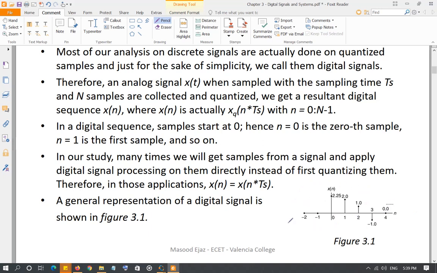A digital signal is shown over here. X of n: x of 0 is 2.25, x of 1 is 2, x of 2 is 1, x of 3 is -1, and then 4 and all other values are 0.